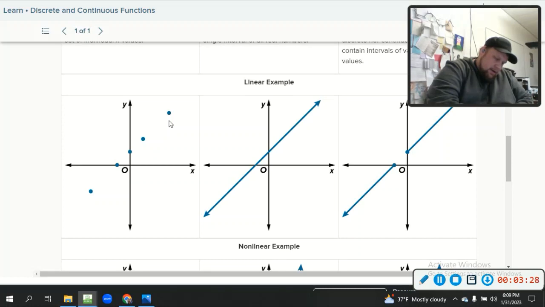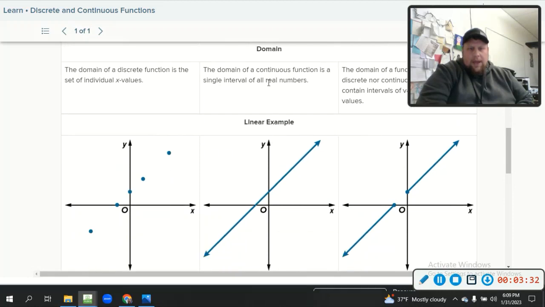You'll notice that the domain of a continuous function is a single interval of all real numbers. If we look at this right here, this is all real numbers from left to right. It's forever going left, it's forever going right. I know it's going down too, but we're just looking at the domain. Go ahead and graph that continuous linear function. I'll show you mine when we're all done.